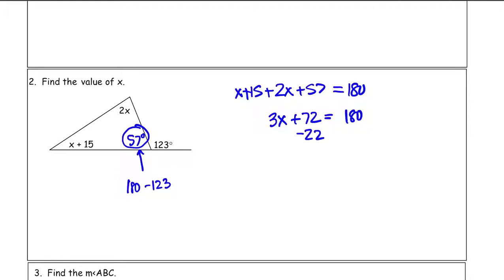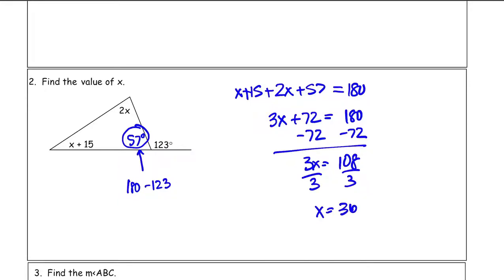Subtract 72. 3x equals 108. Divide by 3. X equals 36. And the question says find the value of x. So I can box that in. Moving on.